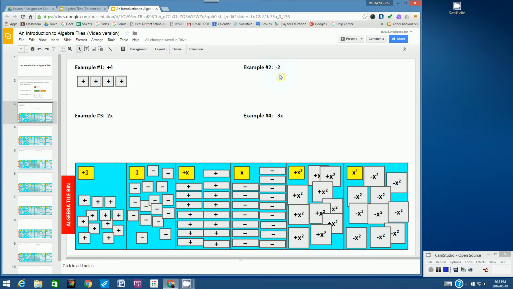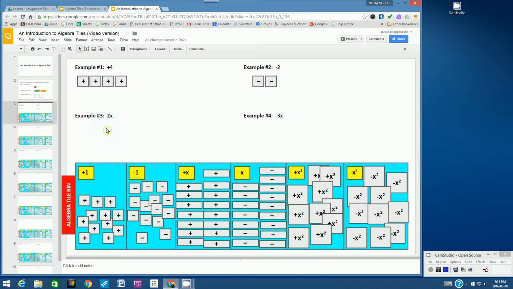Let's go to example 2. We're asked to represent the algebraic expression negative 2. So we're going to bring over 2 negative tiles, and cluster them together, very close to each other. So this tile diagram represents this algebraic expression.